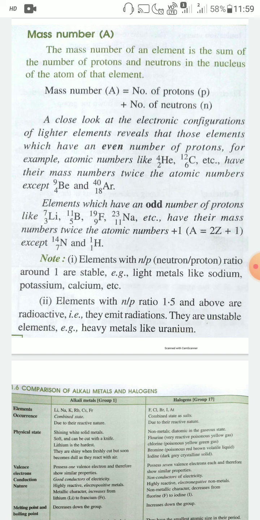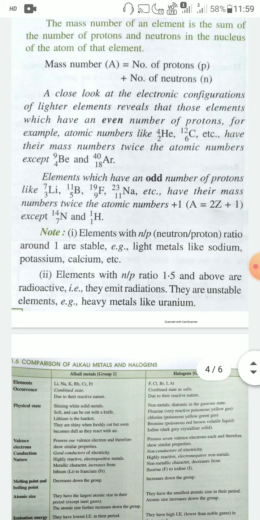And elements which have an odd number of protons, this is not any rule, this is generally found for elements which have an odd number of protons, like lithium 3, Li 7, boron 5, B 11, fluorine 9, 19, sodium 11, 23, etc. They have mass number twice of atomic number plus 1. So mass number A is equal to 2Z plus 1. There are some exceptions also.